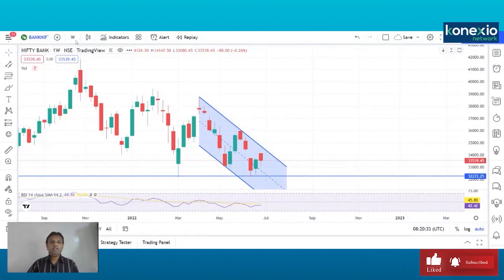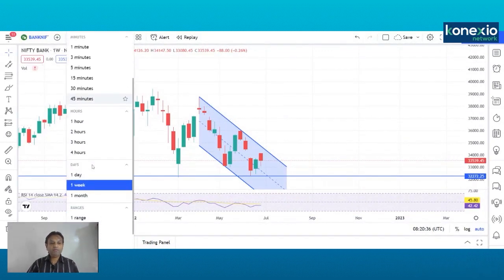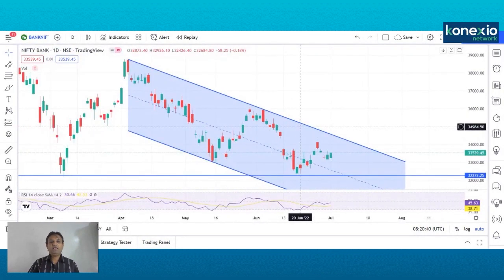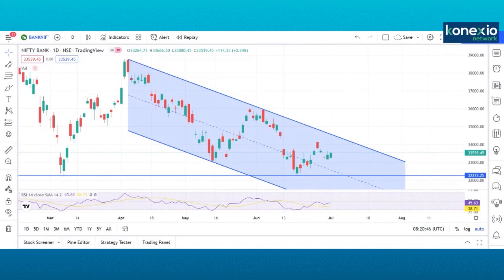Yes, as I said, the journey would be highly bumpy, so one needs to be trading with strict stop losses. So again, the strategy for the next week would be buy on dips. Now let us discuss the important supports and resistance for the next week.